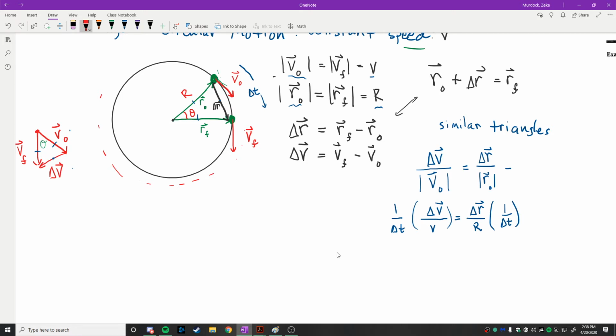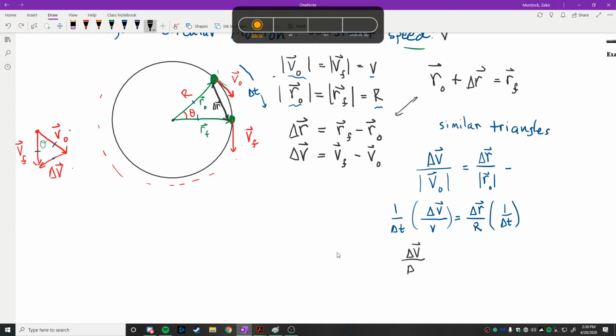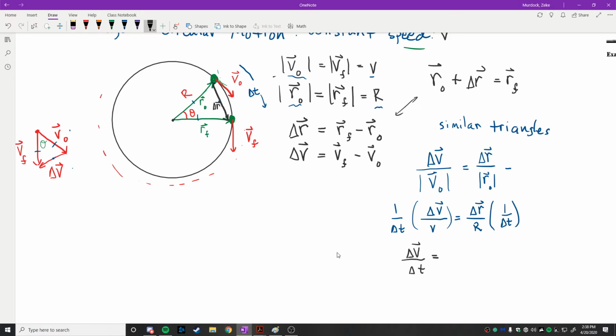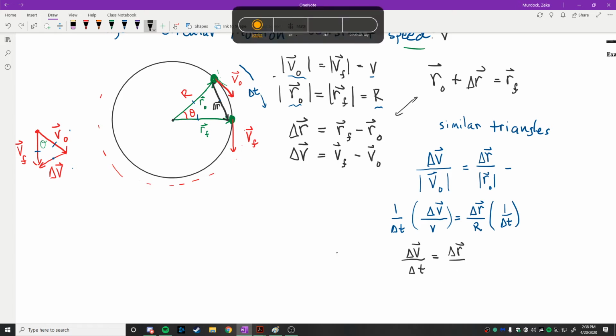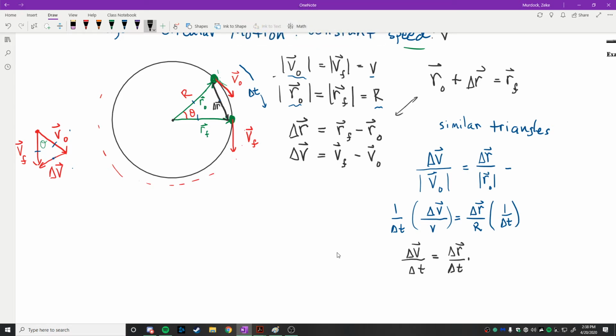So on the left-hand side of the equation, we end up getting delta V over delta t. This is going to be equal to, I'm going to take this V and move it to the right-hand side, so we're going to have delta R divided by delta t. Why is it so hard to write a delta? I'm kind of low on this pad here. Delta R over delta t. We're going to multiply by the V from the denominator here, and we still have an R from before.